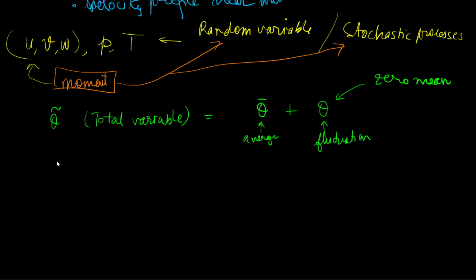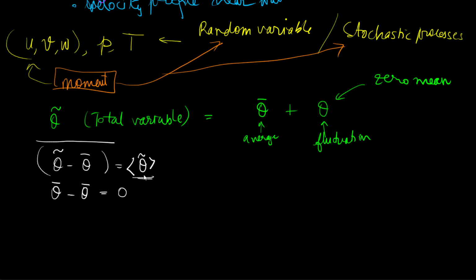So why does theta have a zero mean? Because theta tilde minus theta average is equal to theta. So now if you take an average of this, by definition theta tilde average is theta average, and theta average is again theta average. So this is equal to 0. So the fluctuation in the variable, when averaged, is 0. So this fluctuation is said to have zero mean.